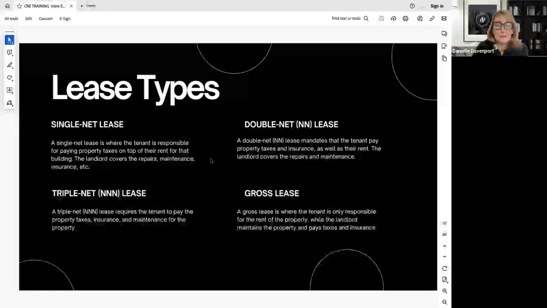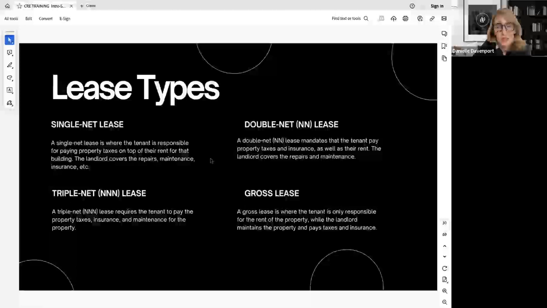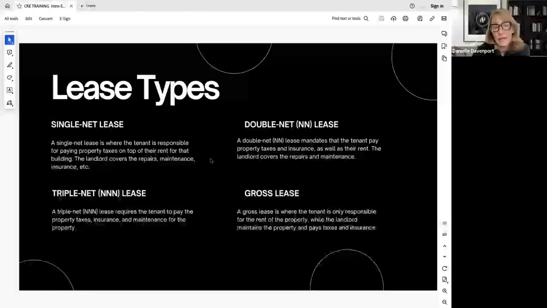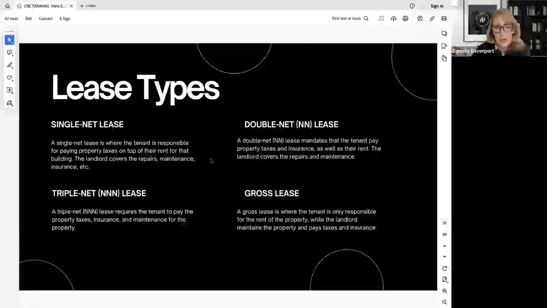So lease types, these are interesting because you really need to understand different lease types. And if you're talking with a client, you need to know what you're talking about. And you're going to hear triple net a lot. Triple net is really where the tenant is paying for everything. So they're paying for the taxes, insurance, and maintenance.